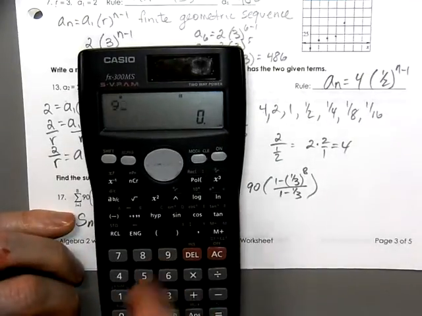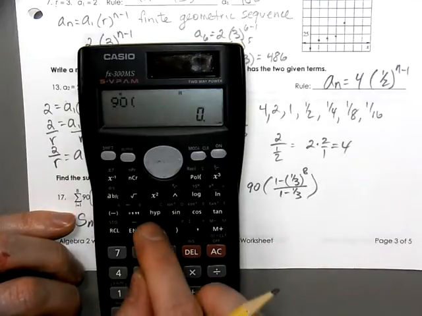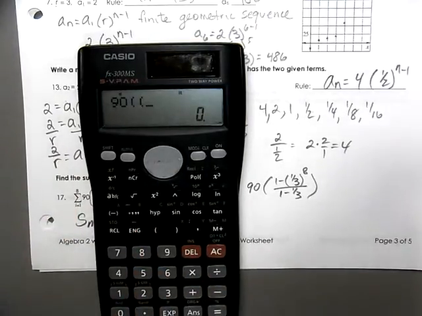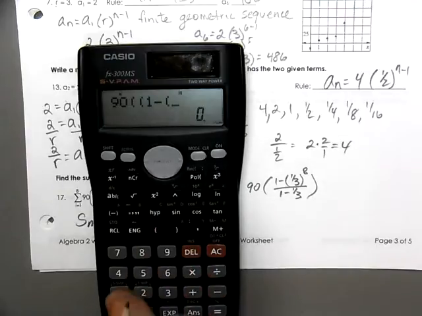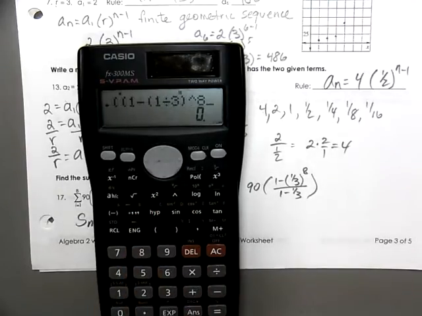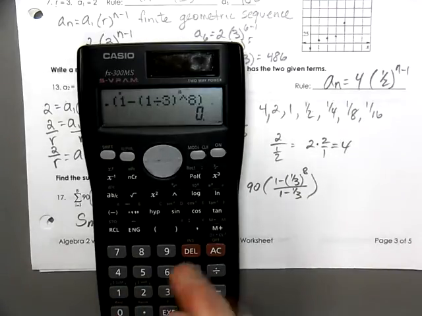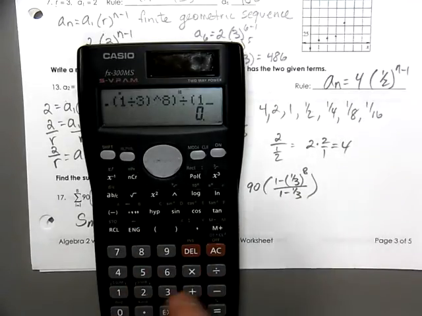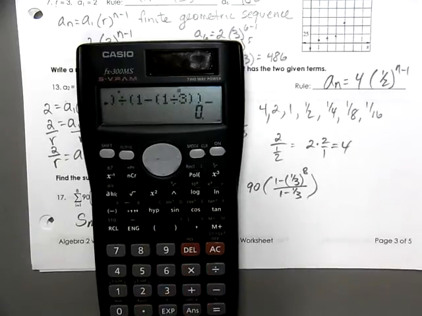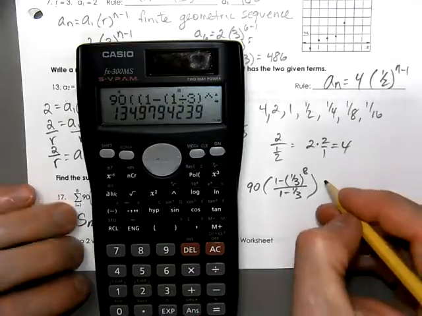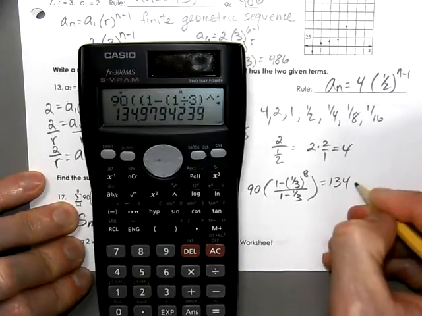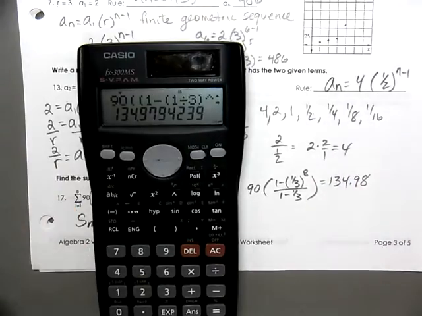So that's going to give us 90 times, we want to put 2 parentheses because we want one for the numerator, and then we're going to have another set for the denominator, and the first set is for everything. So 1 minus 1 divided by 3 raised to the 8th power, that's the numerator, divided by 1 minus 1 divided by 3, that's the denominator. We get 134.98.